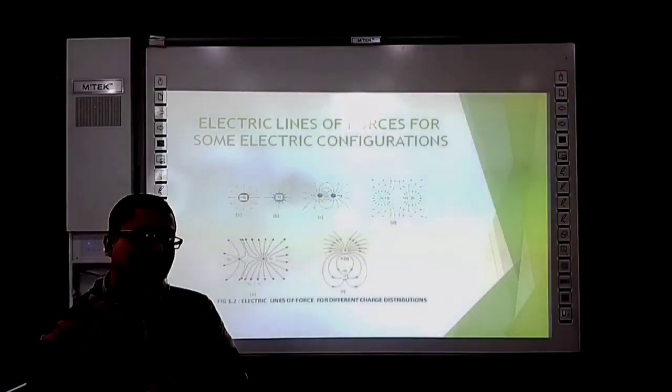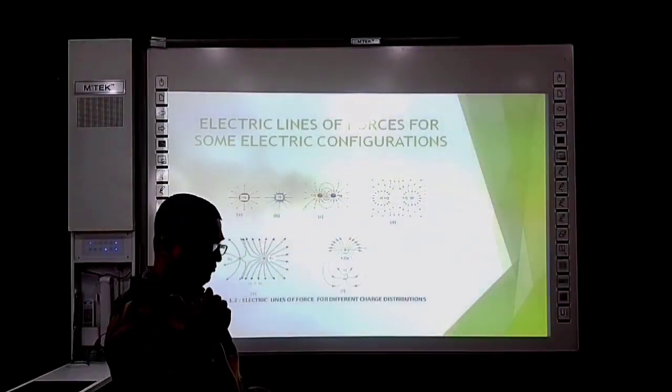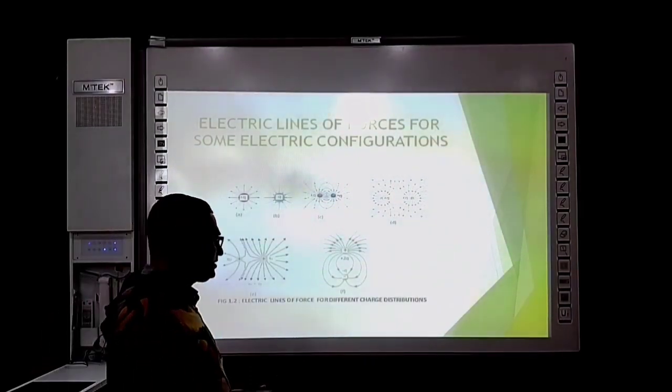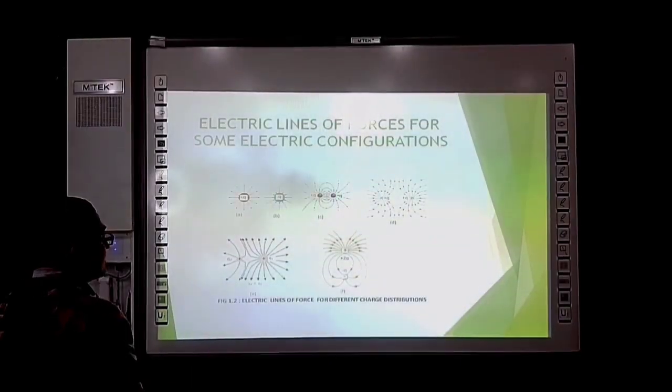So the important thing is that electric lines of force come out of positive charges and enter the negative charges, and the more the magnitude of the charge, the more the number of lines of force. We can have some more such kinds of distribution at our home also. We can try for that.